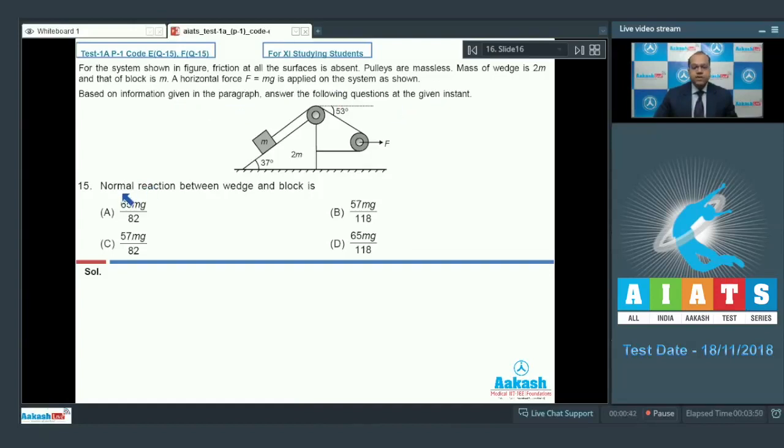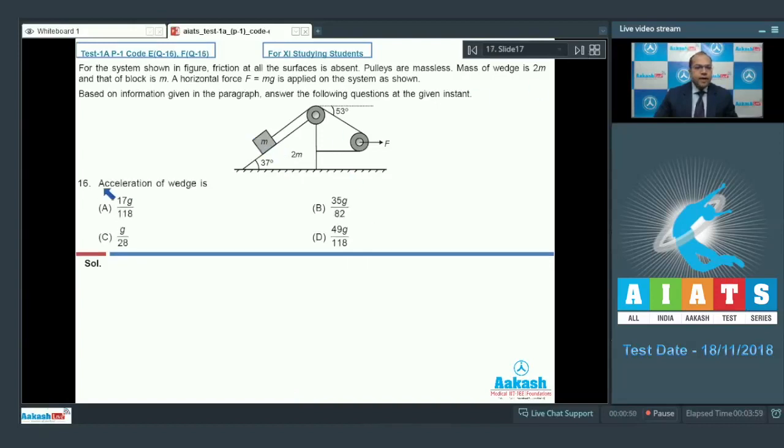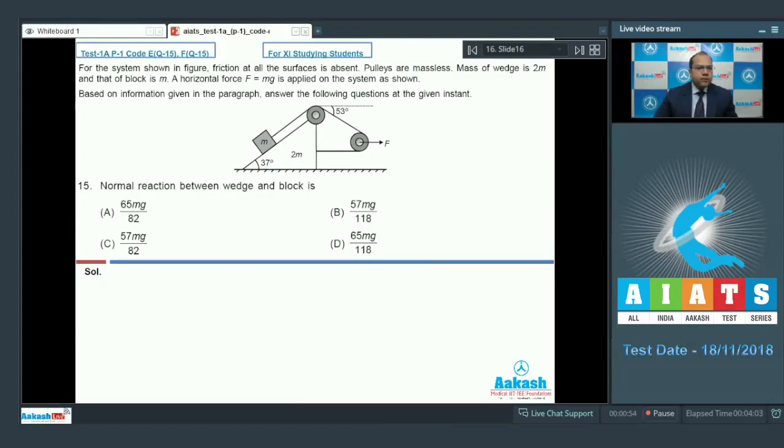In question number 15, we have to calculate the normal reaction between the wedge and the block. And the second is the acceleration of the wedge. So let us assume the acceleration of this wedge is a in the horizontal direction.